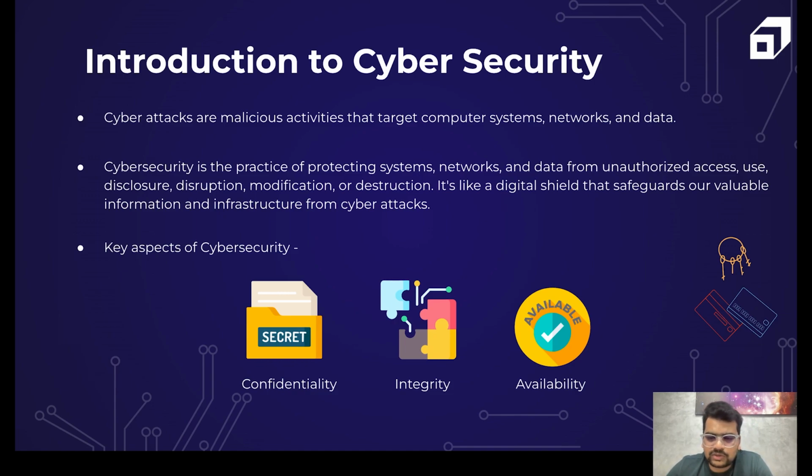So one major thing which you all need to understand is the key aspects of cybersecurity. So first is confidentiality. Confidentiality means that if you want to provide access to a certain group of people, then only you will provide it. Otherwise your data is absolutely confidential. Okay, nobody can check it, nobody can use it, and nobody can change it, right?